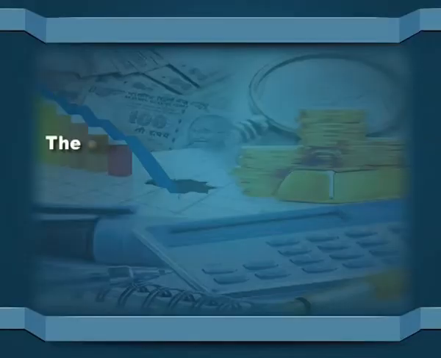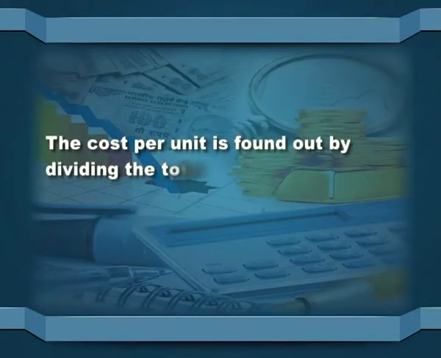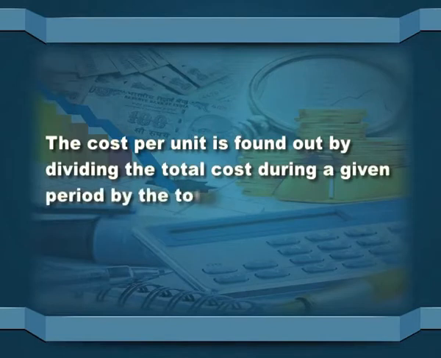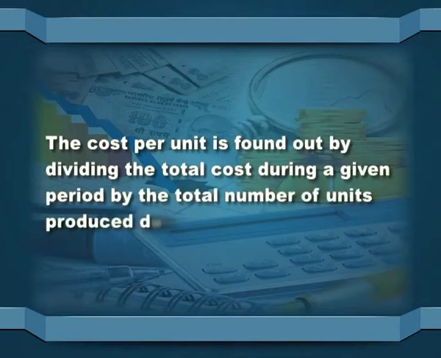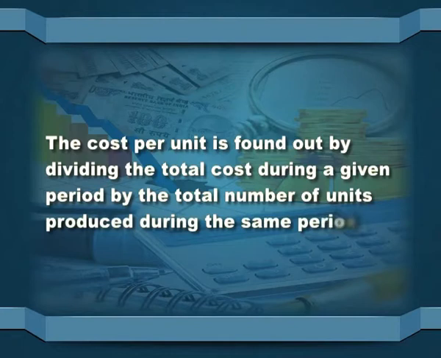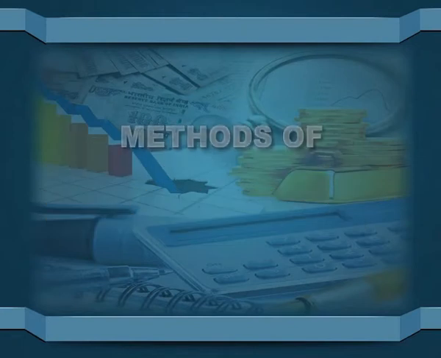This method is used in those cases where the production is uniform and continuous. The units of product are identical and the cost units are physical and natural. The main purpose for using this method is to find out the cost per unit of the product. The cost per unit is found out by dividing the total cost during a given period by the total number of units produced during the same period.